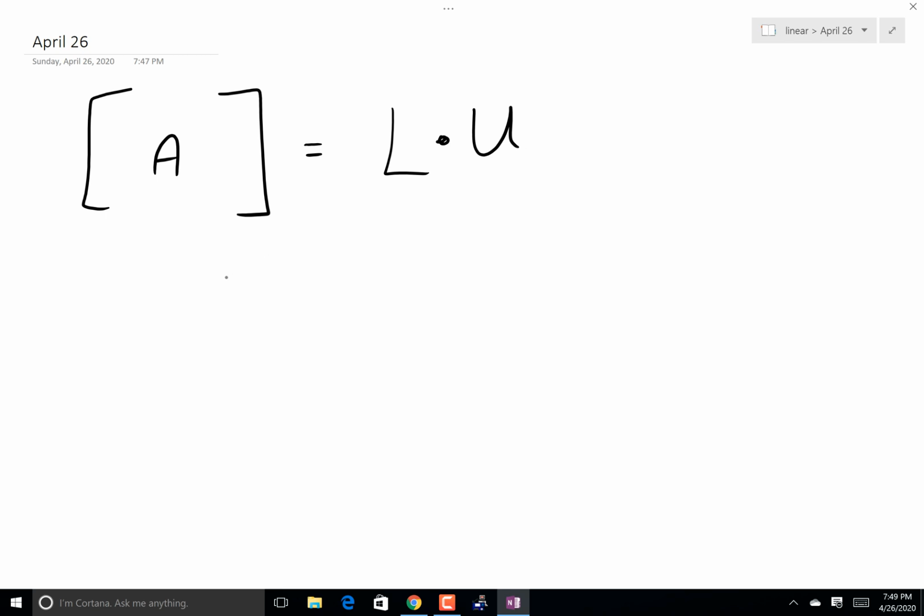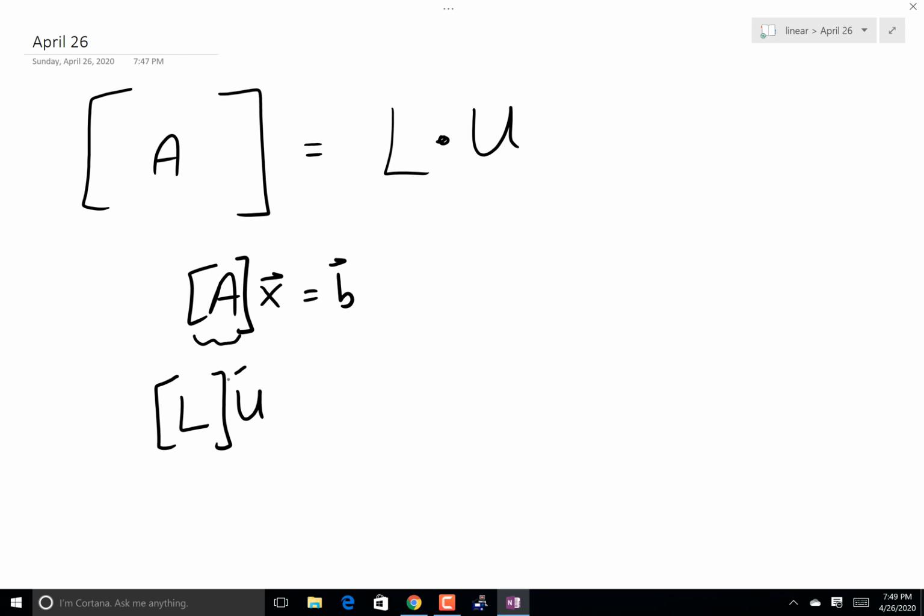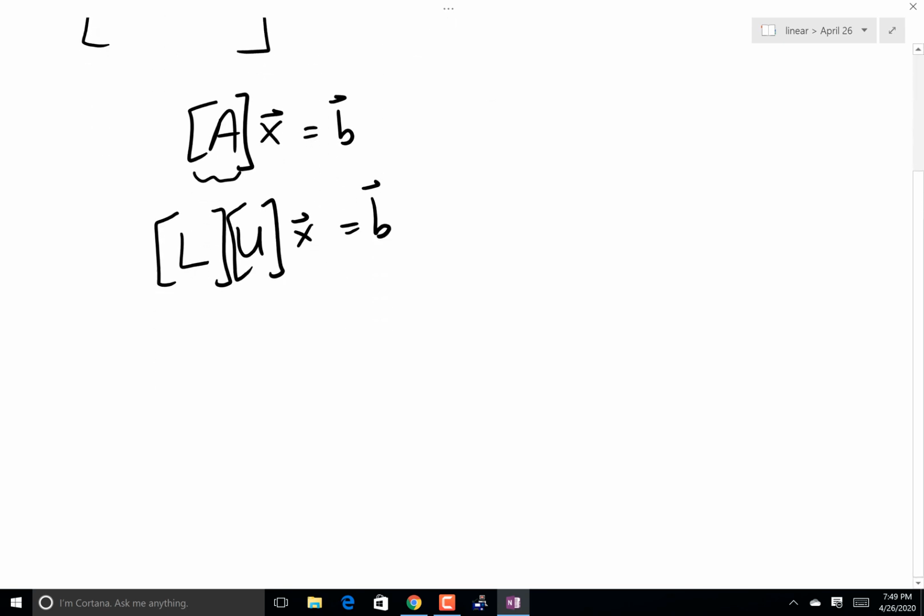Now, remember, if you have AX equals B, where A is a matrix and B is a vector, we said we take A inverse, and we're done, right? Cool. Well, what we're going to do here is a little bit different. We're going to rewrite A as a matrix L times a matrix U, times X equals B. Okay.